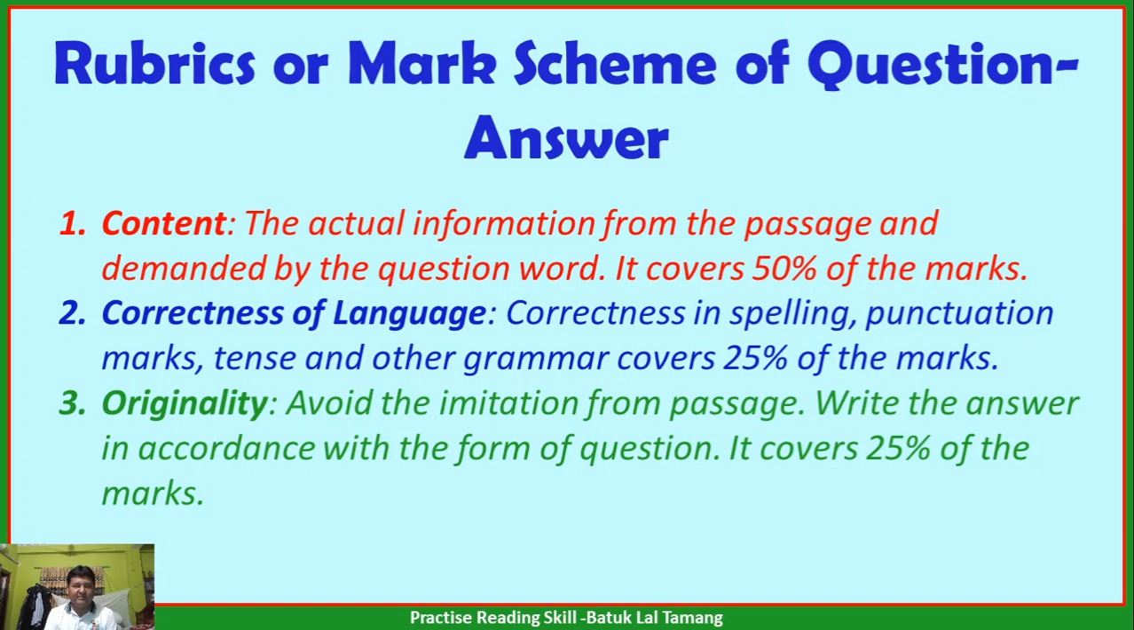And for another 50% marks, correctness of language. In correctness of language, you have to consider the correctness of spelling, punctuation marks, tense, and other grammatical items. For that, 25% marks. Originality means avoiding imitation from the passage, and you have to write the answer according to the form of the question, and it covers 25% of the marks. Let us practice some question answers after this, considering these 3 points.